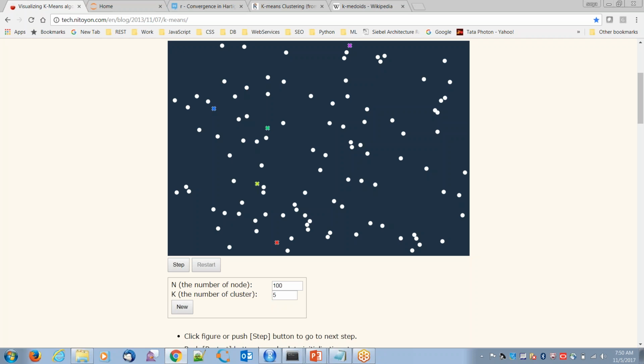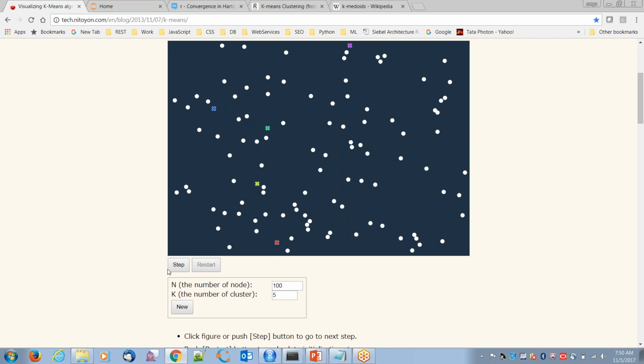Whatever you see here, this red cross, green cross, blue cross and purple cross, these are the 5 cluster centers initially randomly chosen. So red, light green, deep green, blue, and purple. You can see the crosses here, 1 2 3 4 5.